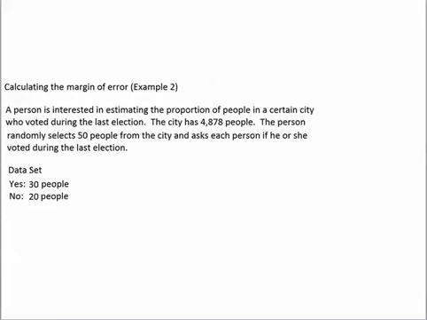Now let's look at another situation. A person is calculating a sample proportion to estimate a population proportion. The person is interested in estimating the proportion of people who voted during the last election. The person randomly selects a sample of 50 people and surveys them. 30 people say yes, 20 people say no.